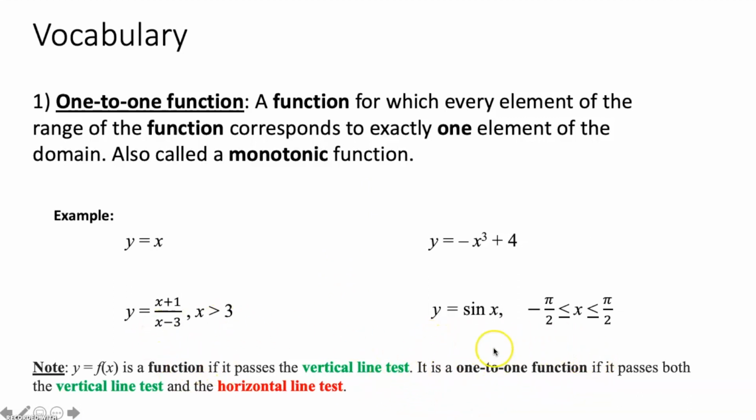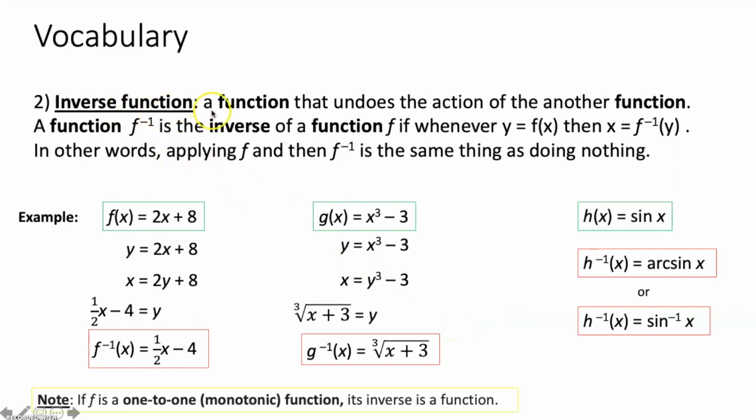Now, an inverse function is a function that undoes the action of another function. A function f inverse is the inverse of a function f if whenever y equals f of x, then x equals f inverse of y. In other words, applying f and then f inverse is the same thing as doing nothing. So basically what this is saying is that a function and its inverse undo each other.